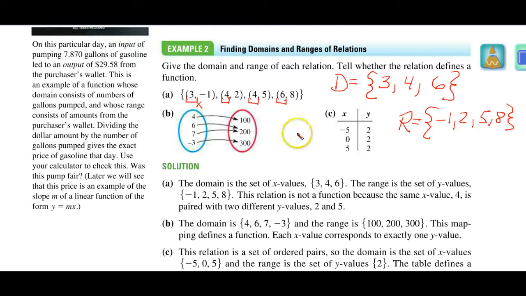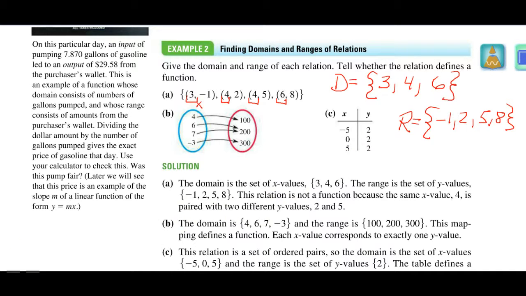Now, in this case, again, these would be the same. This, by the way, is a function because these elements are only used once. Here, this is a function. And you might say, look at all these 2's are repeated, but those are the range elements. It's the domain elements that cannot be repeated. It's a relation, but it wouldn't be a function if it was repeated. This is a relation, but not a function because the 4's are repeated.